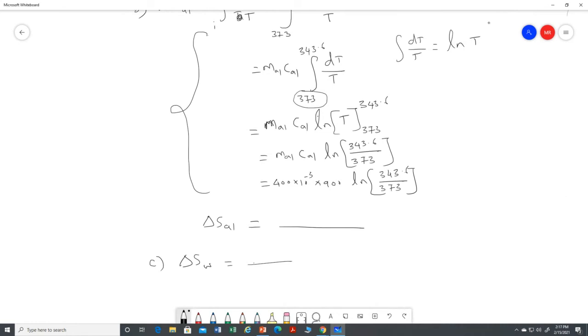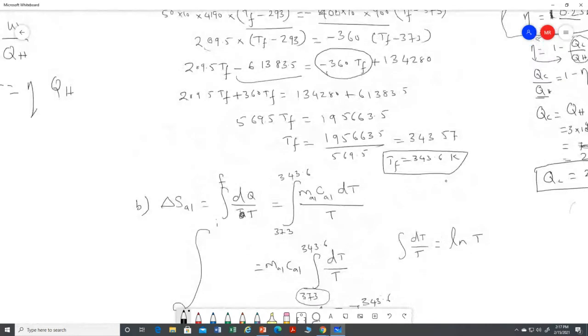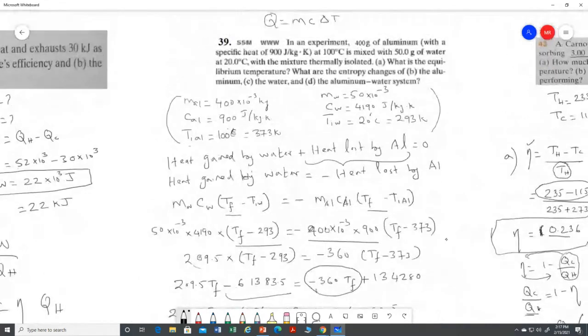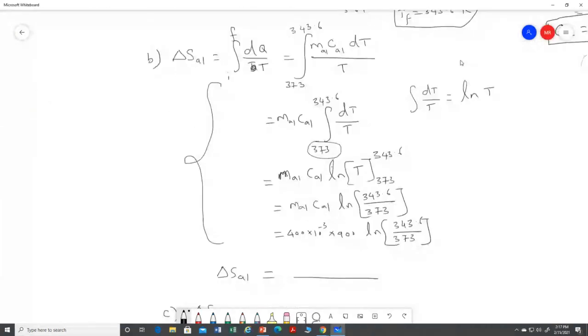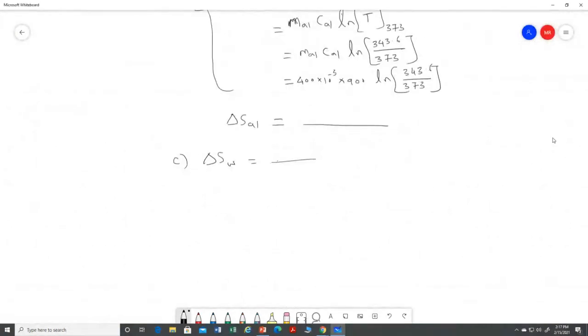And then let's go to the last question. What is given in the last question? Because four sub-questions are given there. We already found the answer for the first question, the equilibrium temperature. We found the entropy for the aluminium. We found the entropy of the water. And what is the last question? For the aluminium-water system, you have to find the change in entropy of the total system.